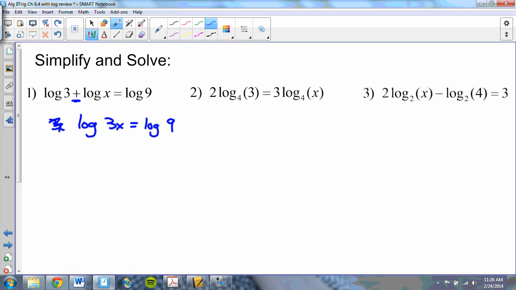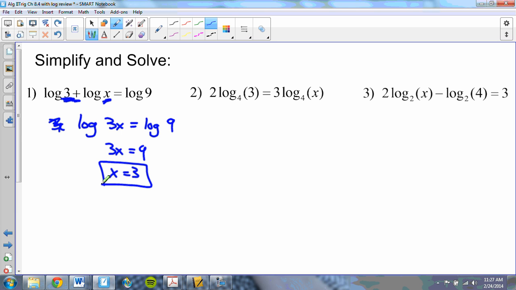Because of the properties on the last page, these numbers here, 3 and x, multiply together. Now I can drop the logs, and I get that x equals 3. But sometimes it won't be, and we have a system we can follow.